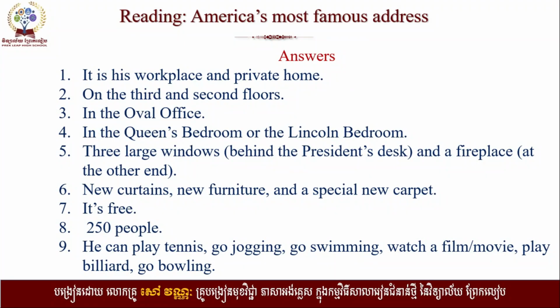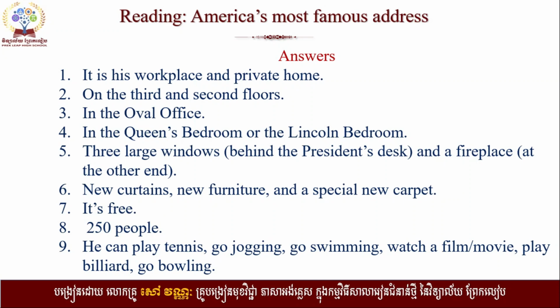1. It is his workplace and his private home. Number 2. On the 3rd and 2nd floor. Number 3, in the Oval Office. Number 4, in the Queen's bedroom or Lincoln bedroom. Number 5, 3 large windows behind the president's desk and a fireplace at the other end.